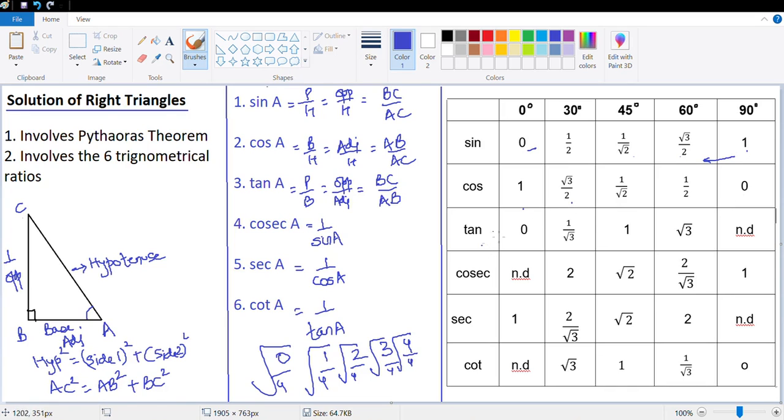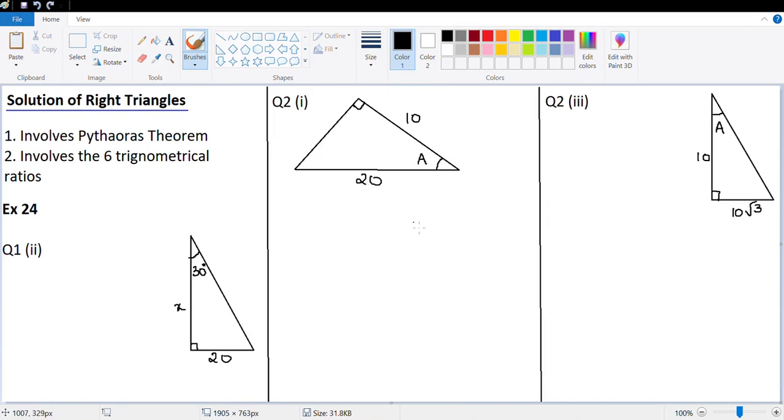If you want to get tan, divide sine by cos. So tan is equal to sine upon cos. And then these remaining are the reciprocal ratios. Let's look at some questions and the chapter will become even more clear. So let's look at question number 1, part 2.